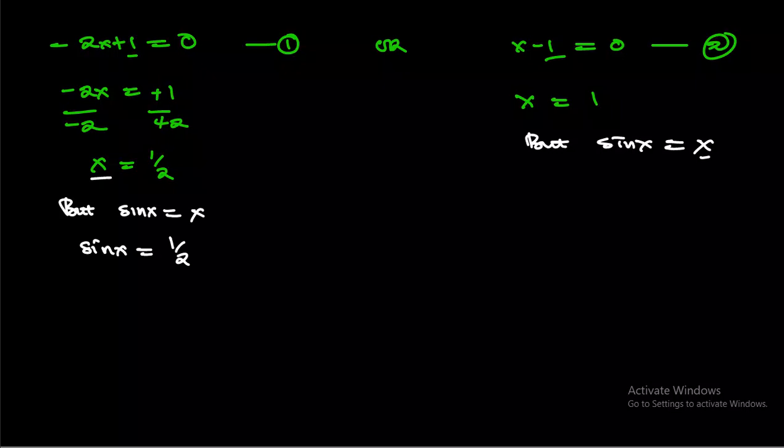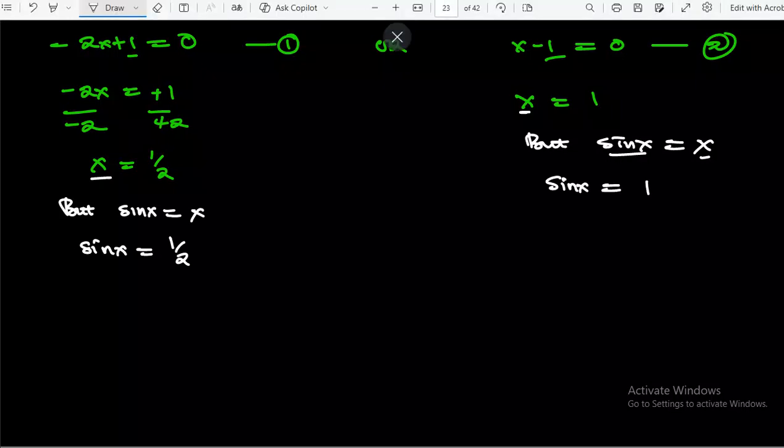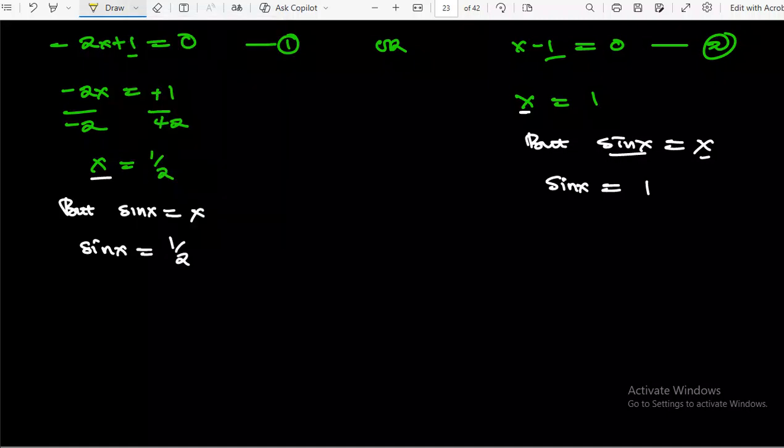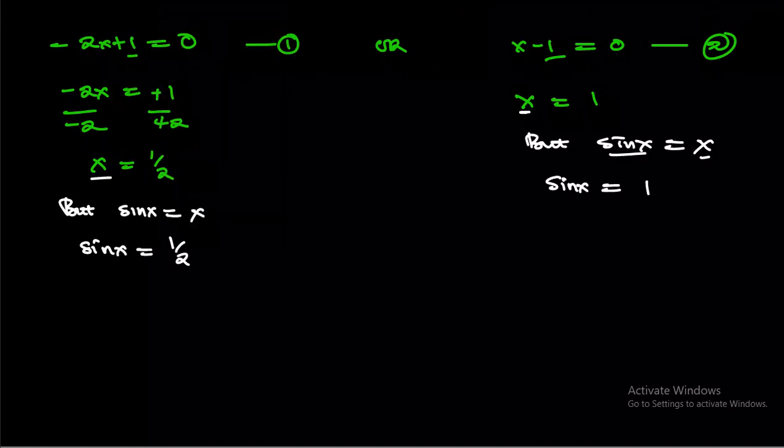So x is going to be replaced by sin x. In this, we're going to have sin x is equal to 1. Now you can see that things are almost done here. We have solved something like this.